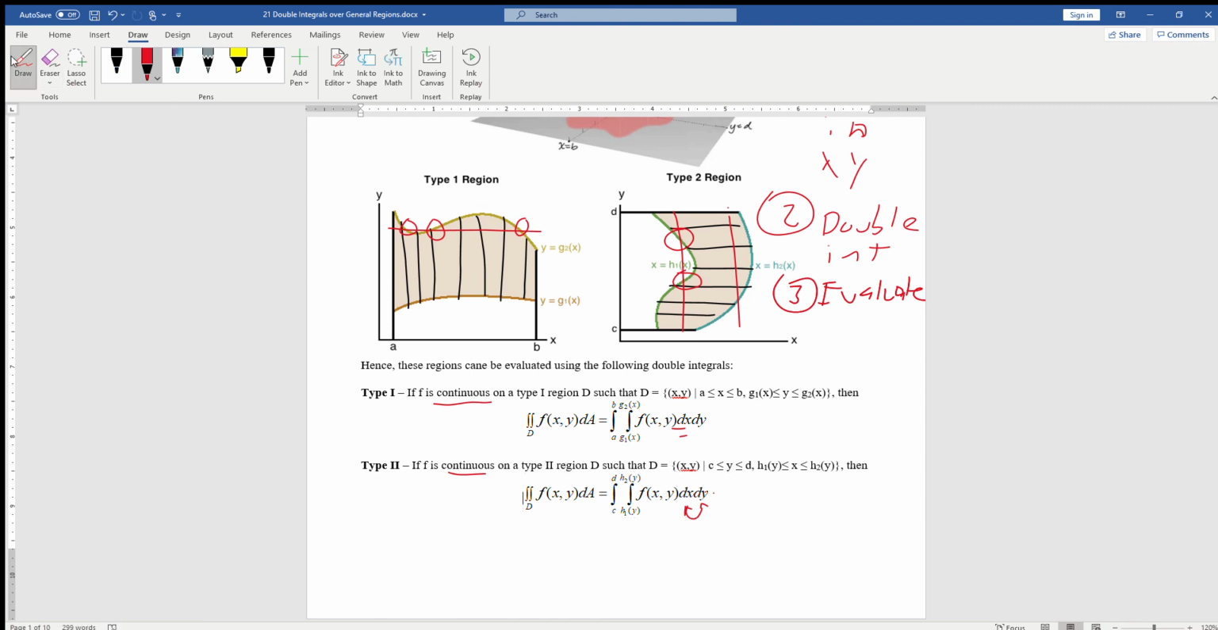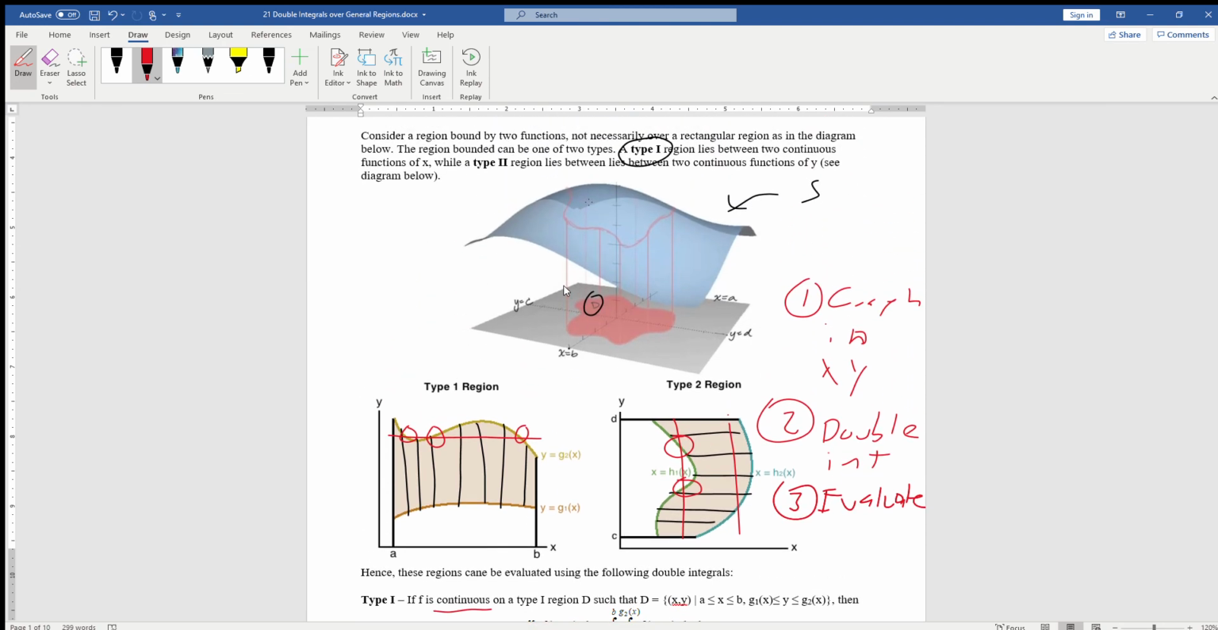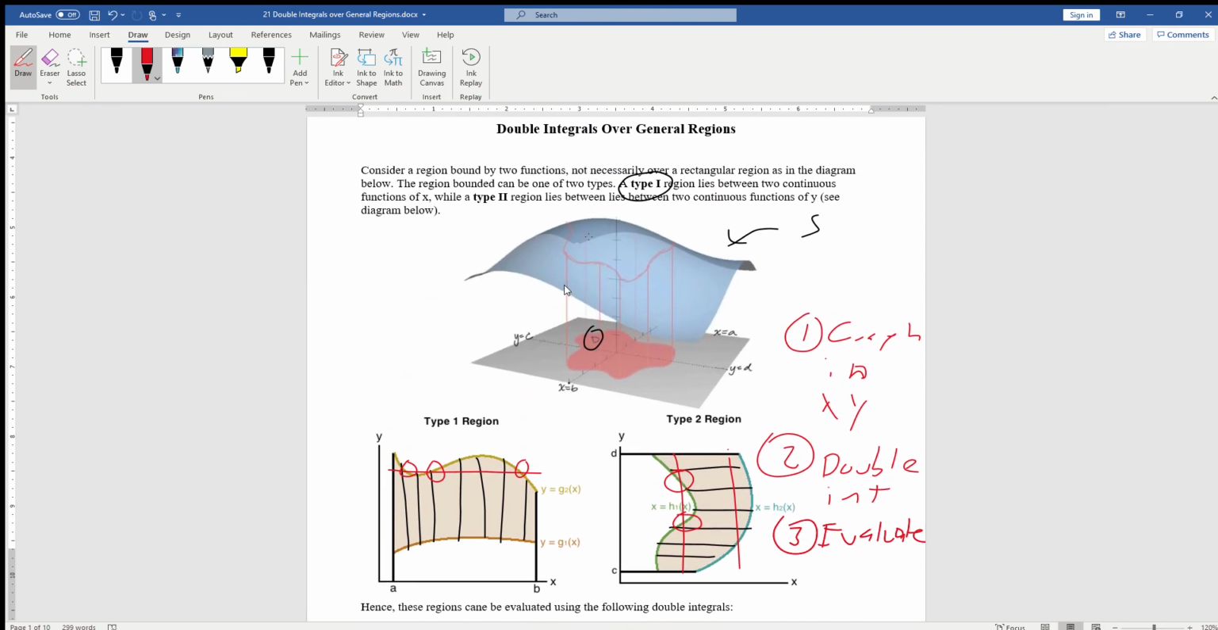In the next sections, we're just going to evaluate some double integrals so we can see examples of how this is done. Overall, hopefully this helps you understand the difference between what was done initially with only rectangular regions and now we're going to be able to evaluate over any general region.